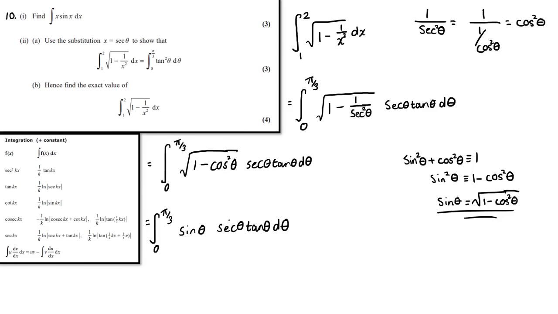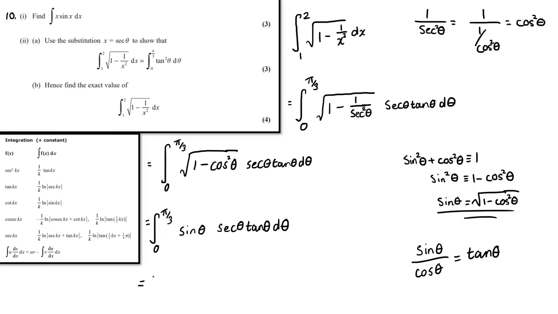And we're actually really close now. We've got tan theta here, we've got our d theta here. The only issue is this sine theta and sec theta. But remember, sec theta is 1 over cos theta. So what I've got here now is sine theta times 1 over cos theta. And we know that sine theta over cos theta gives us tan theta. Okay, and that's what we're looking for here. We're looking for tan theta times tan theta to give us tan squared theta.